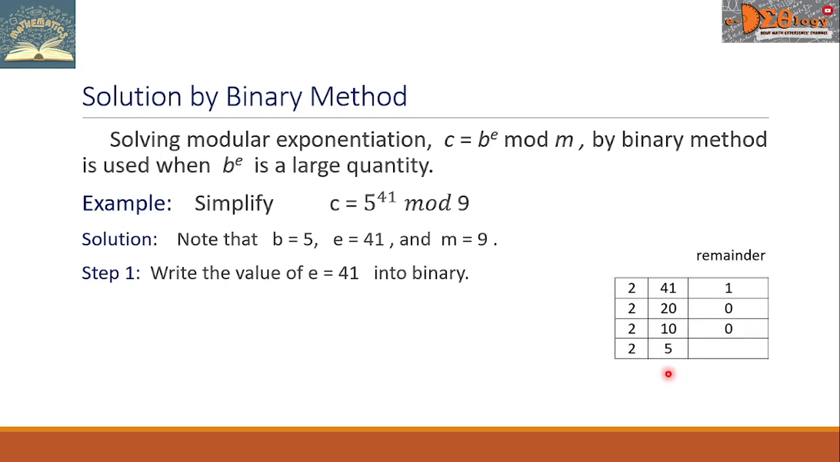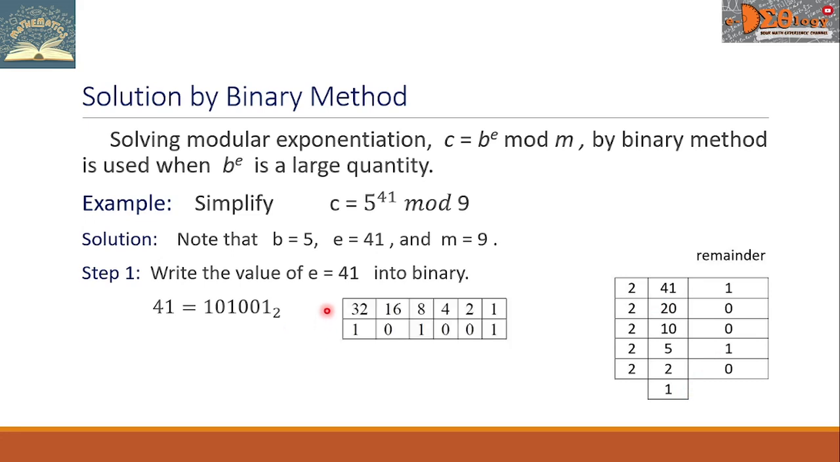Next, 5 divided by 2. The quotient is 2. The remainder is 1. Next, 2 divided by 2. The quotient is 1. The remainder is 0. When the last number is 1 here, we stop. Then the binary value will be this number 1 and the numbers of the remainder column, and we copy it going upward. So, we write 41 is equal to 1, 0, 1, 0, 0, 1, base 2.